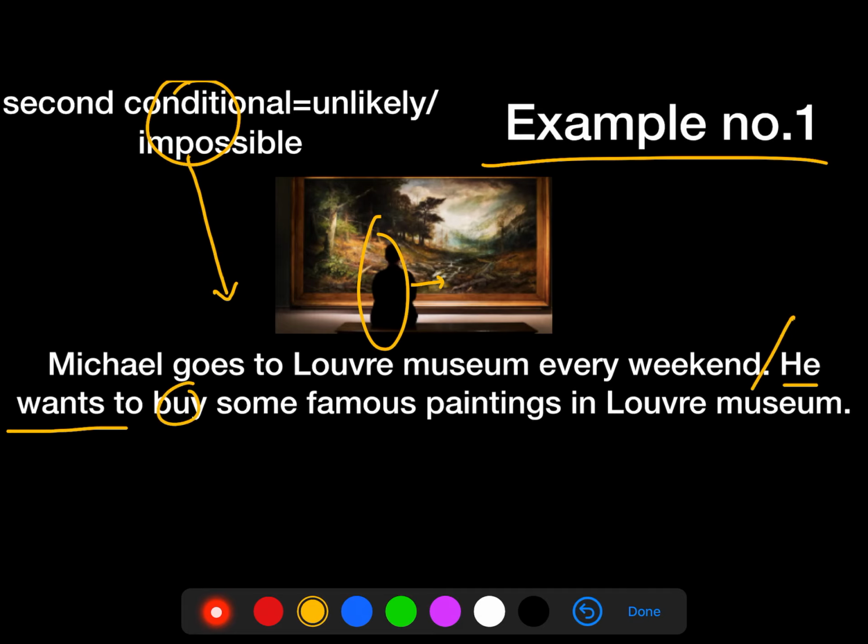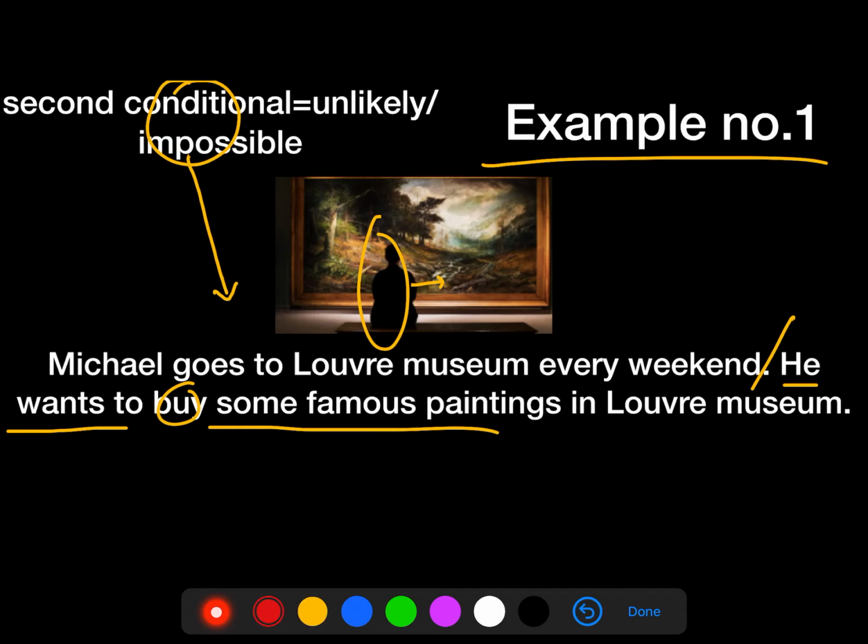He wants to buy some famous paintings like Mona Lisa, or the paintings drawn by Leonardo da Vinci or Vincent van Gogh. Some famous painting in the Louvre Museum. That's the example. That's the reality. He wants to buy a famous paintings.